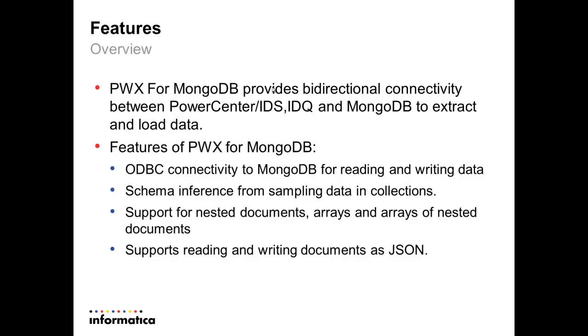PowerExchange for MongoDB is a new connector from Informatica that provides both read and write capability to MongoDB. PowerExchange for MongoDB uses ODBC to connect to MongoDB. Since MongoDB does not provide a data dictionary, schema discovery for a Mongo collection is done using data sampling. The connector also supports reading and writing nested documents, arrays, and arrays of nested documents. Finally, the connector supports both static and dynamic schemas through support for JSON document handling.